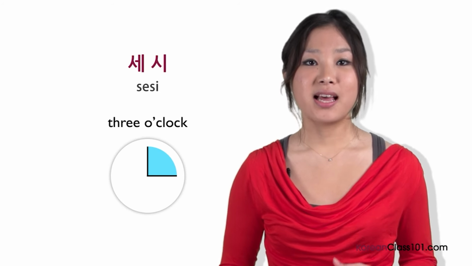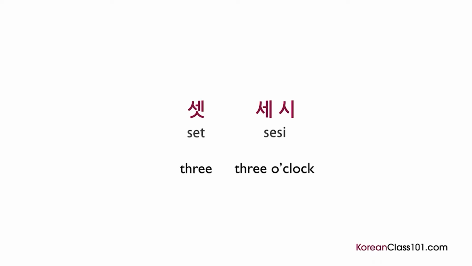Here's how to say the hour first. 3 o'clock is 3시. 3시. The native Korean number 3 is 셋. But we shorten it to 세 when we put it before a counter like 시. The last consonant, 시옷, of 셋 disappeared when it meets the counting unit.